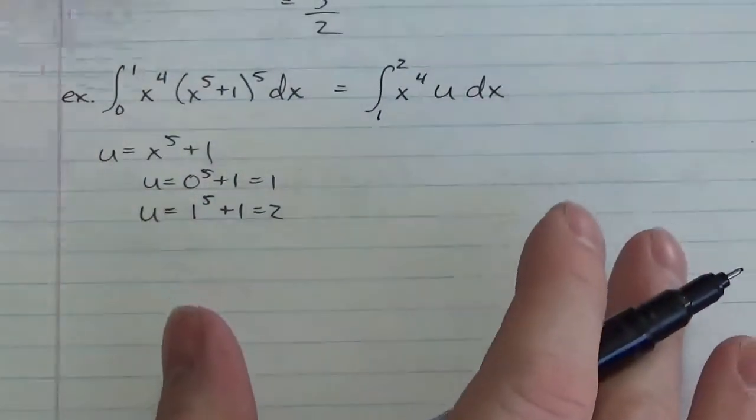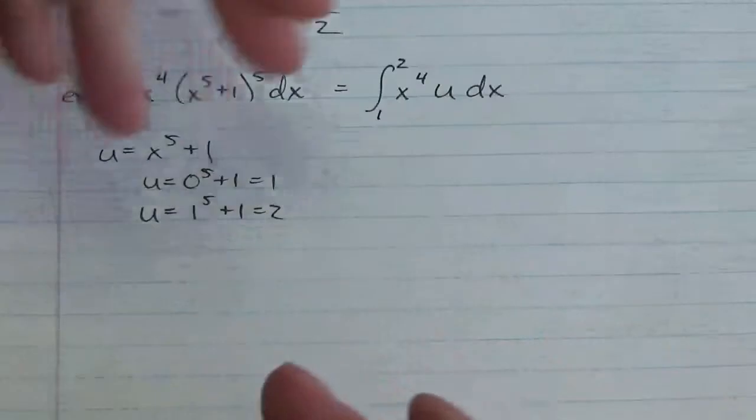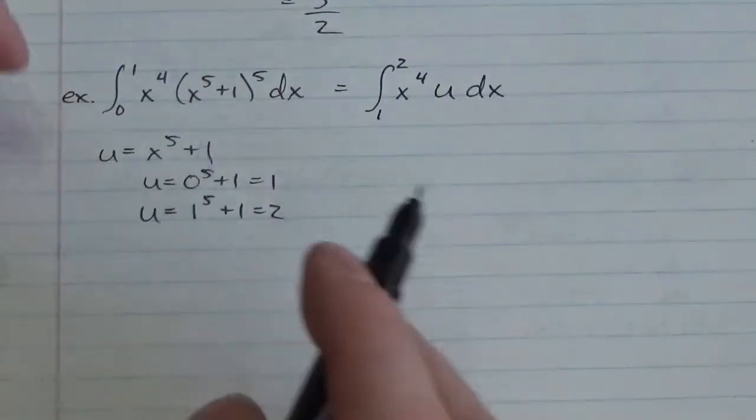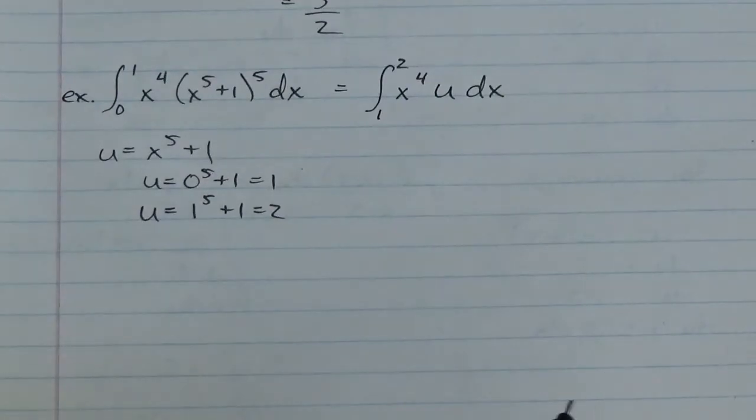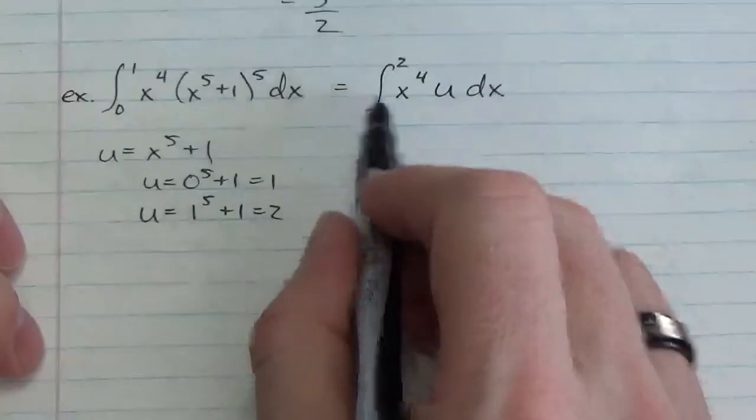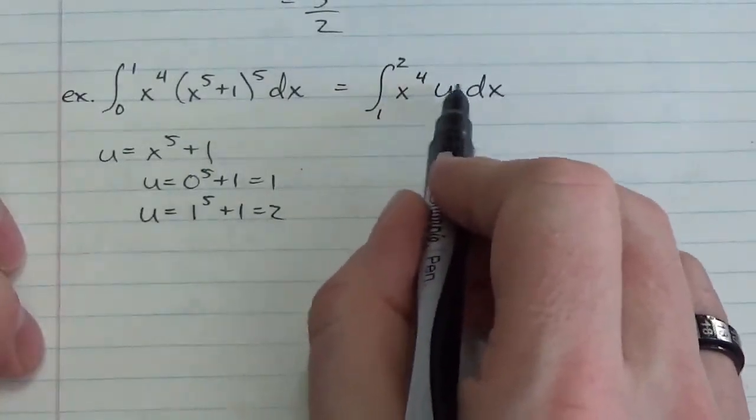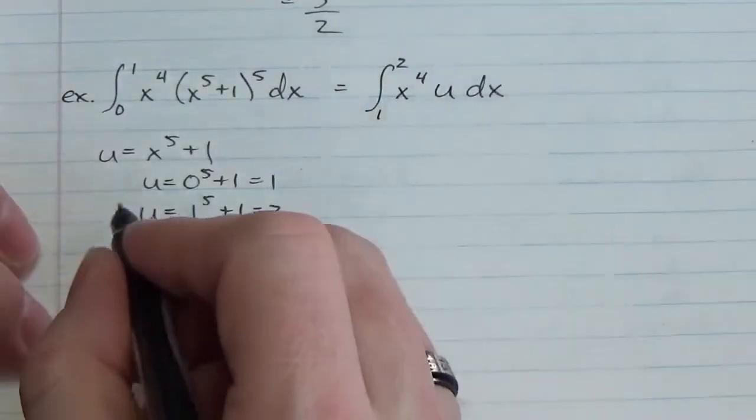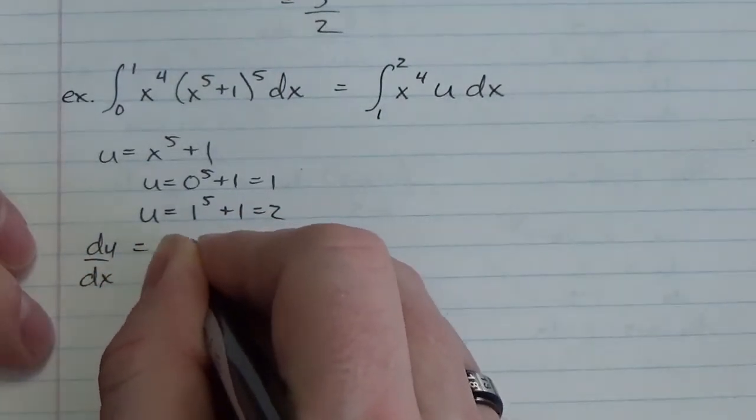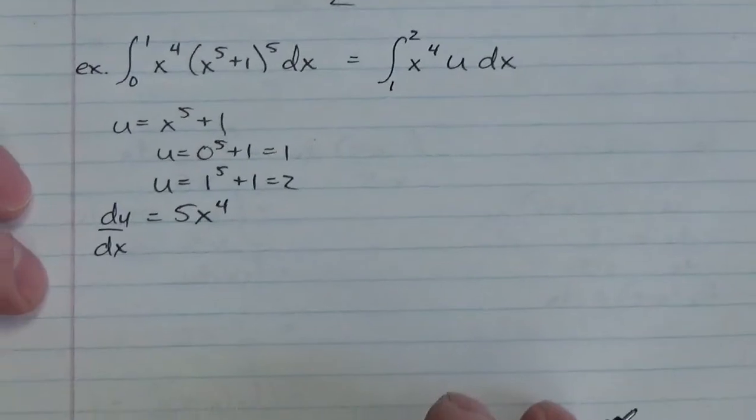Now, in the previous example, when I got through taking the antiderivative, I had to do a substitution back to get my original theta in there. Here, I won't have to do that. So now I've changed my limits. I've done that little bit of substitution there. Now I want to get rid of my differential, so I'm going to take the derivative. du by dx is going to equal 5x to the 4th.